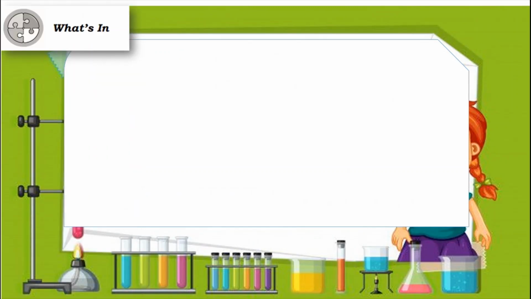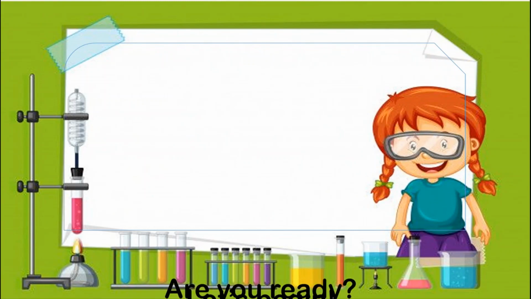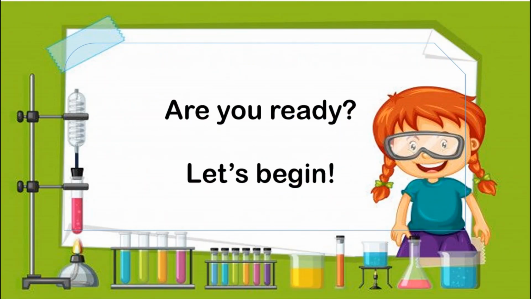So what's in? Where is the what's in in your module? Please take a look. Okay, before we proceed with the discussion about mixtures, let us have a review about the past lesson. The review is related to the different examples of mixtures that you will encounter in this module. The topics could be taken from the lesson about the two major types of mixture. This will allow you to find connection between your existing knowledge to the concepts you will learn. Okay, so let's proceed. Are you ready? And let's begin, children.